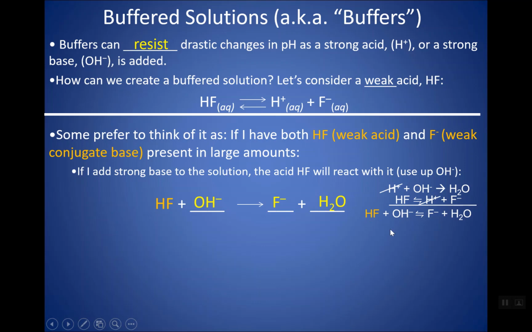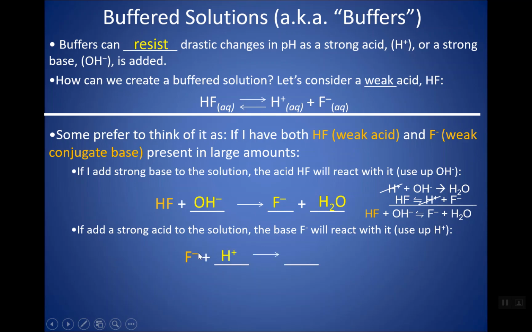This is really the net ionic equation of what we just talked about, what would happen if you add an OH minus. So really what's happening is this reaction is still harnessing the same equilibrium that we just talked about. And if I added a strong acid, the base component would react, which in this case would be the F minus, right? The F minus would act as a base, pick up the H plus, and turn into HF, which is in fact the reverse of this reaction that we have here.